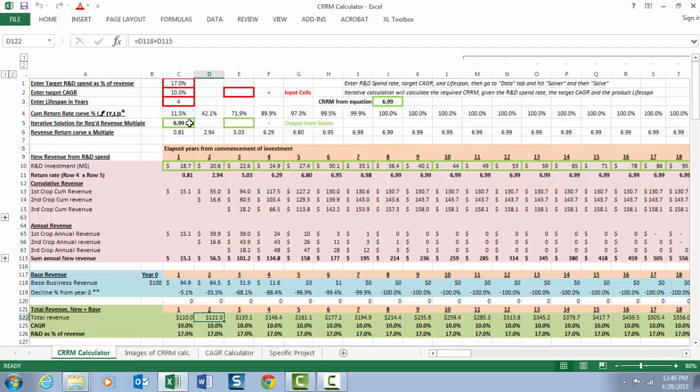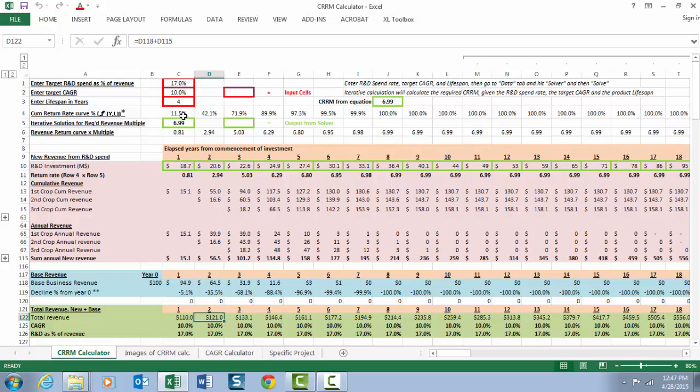And it says that that multiple needs to be 6.99. So if you notice that this first crop of products here ultimately goes on to achieve cumulative revenue of 130.7, which is precisely 6.99 times the 18.7.